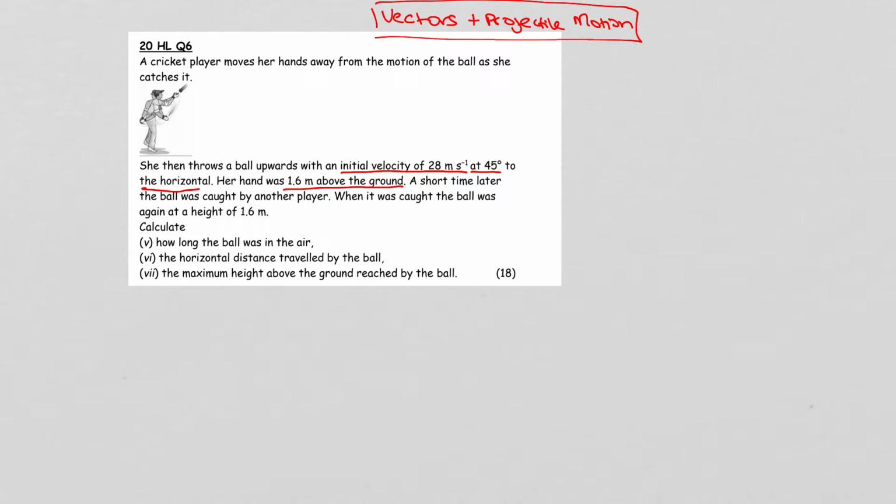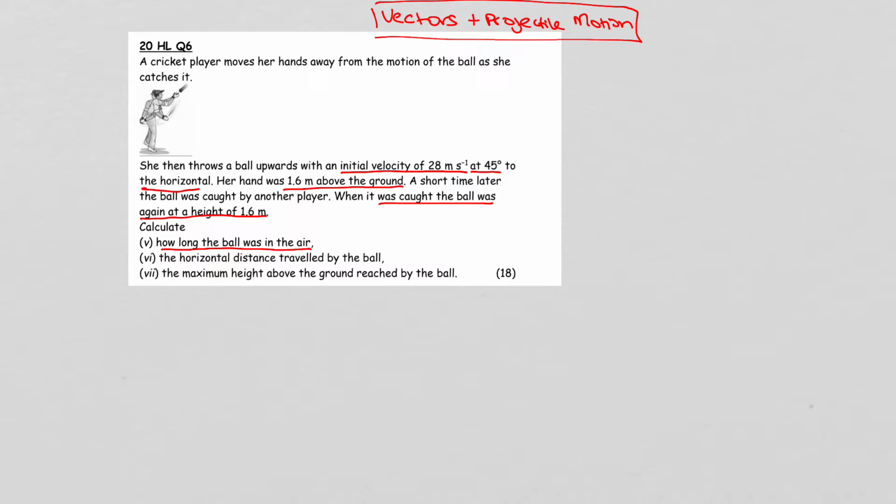A short time later, the ball was caught by another player, and when it was caught, the ball was again at a height of 1.6 metres above the ground. So it was caught and thrown from the same height above the ground. So the first thing we have to do is calculate how long was the ball in the air.